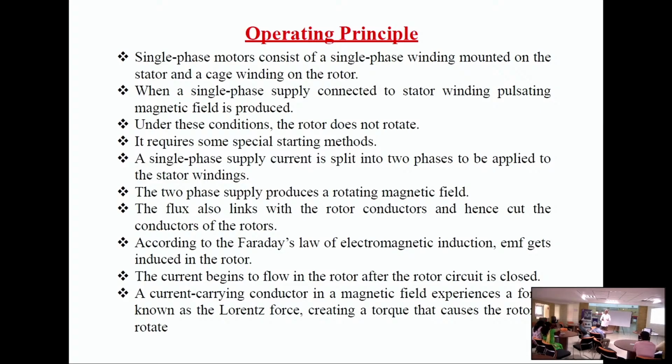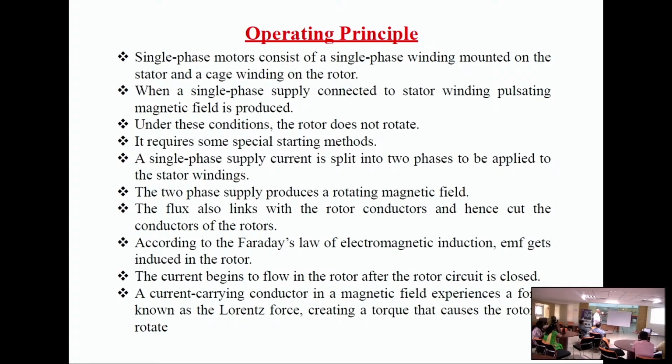Which direction? By the motor principle, the direction of field and the direction of current decide the direction in which the rotor will move. That is governed by Lenz's law. So it will move in such a direction that it will oppose the cause producing it. The cause is the rotation of this magnetic field. So the rotor will rotate in the same direction as the magnetic field, so that the relative speed between the flux and the rotor will decrease. So this is the same principle.